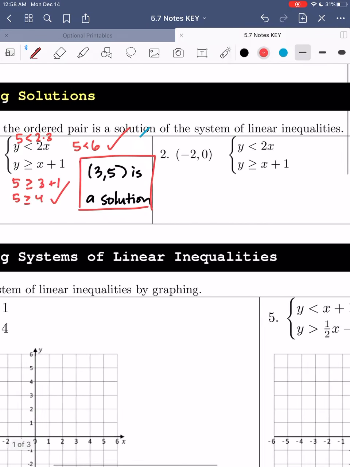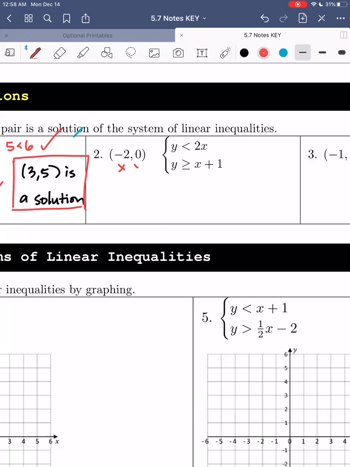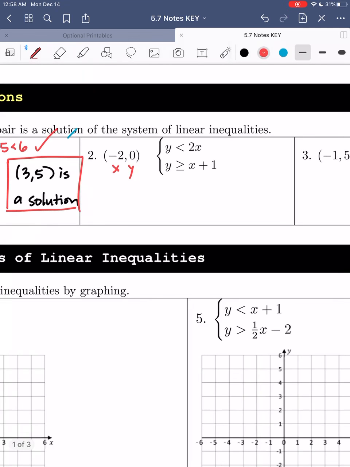Okay, on the next one, they gave me x is negative 2, y is 0. So when I plug that in, y is 0, so that's 0 less than 2 times negative 2. I think that's trying to tell me that 0 is less than negative 4, which is not true. And right away, if it fails the first inequality, it's not a solution because it has to pass both of them. So from right there, we know that negative 2, 0 is not a solution of this system.